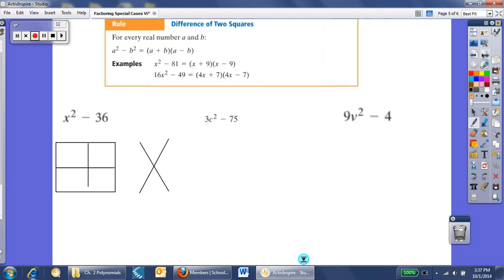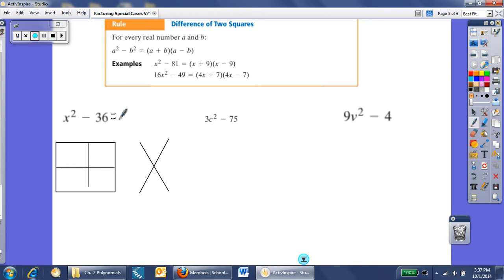Let's look at a different special case. This is called the difference of two squares. Go ahead and copy this in your notebook. We'll go ahead and start with this example here. So notice in this example, it's actually missing a term from what we've seen before.